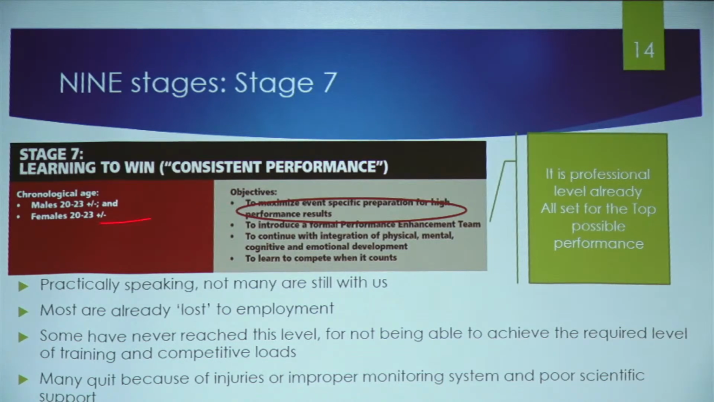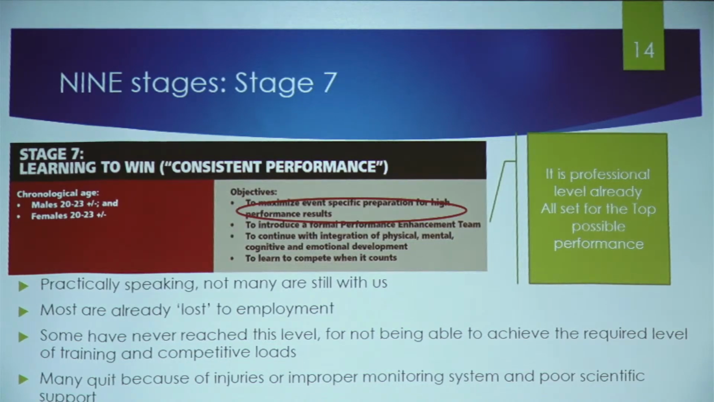So 20 to 23, maximize event-specific preparation for high-performance result. Supposed to be already there. To introduce a normal or formal performance enhancement team. We have a performance enhancement team right here, right now. Right, here's our performance enhancement team. Other performance enhancement team. 20 to 23, we start enhancing much earlier, right? In a good way. Permitted.